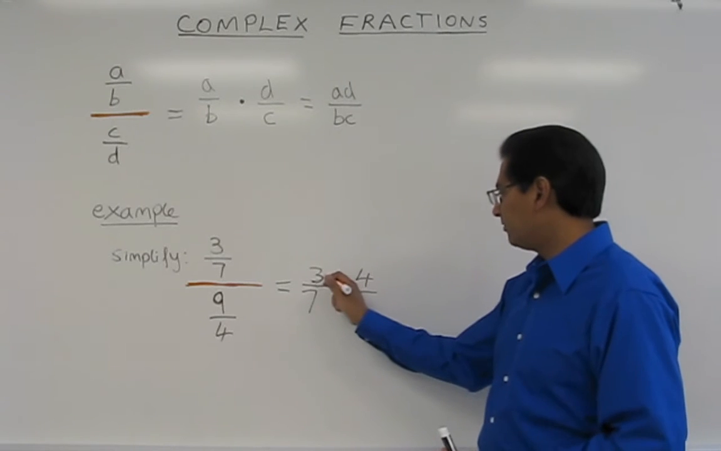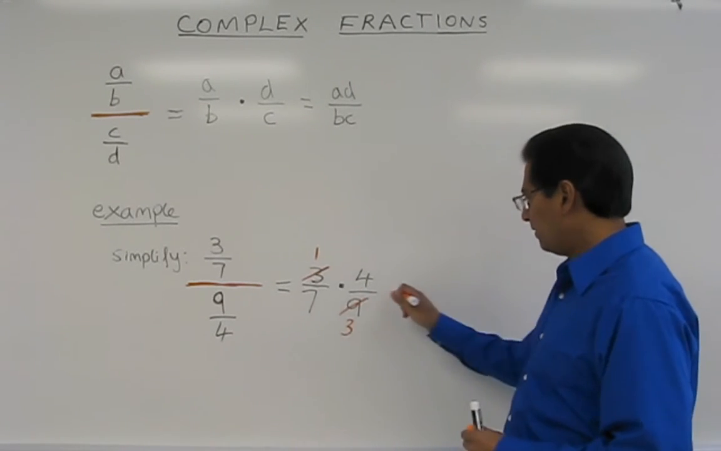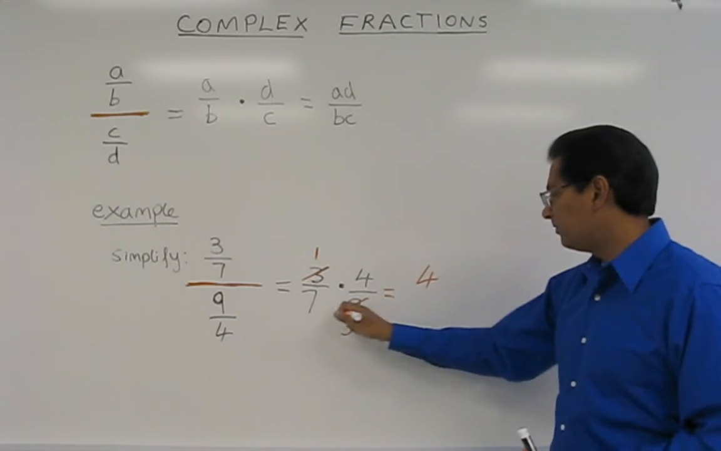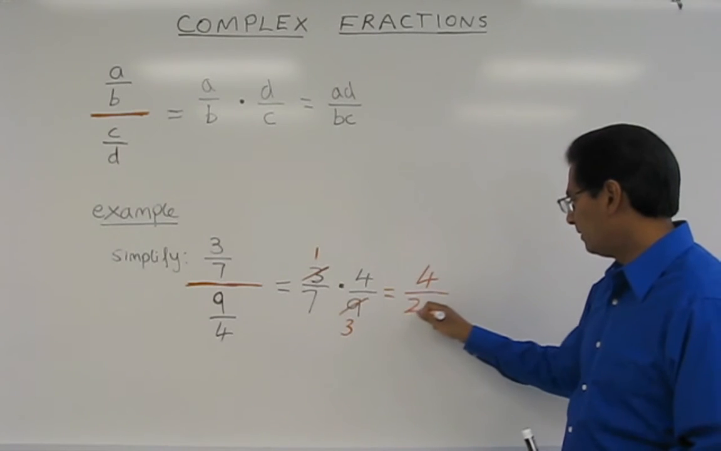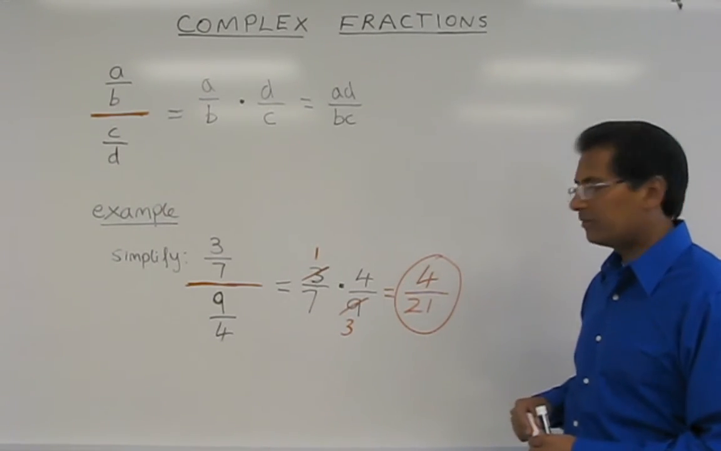We see we can cross cancel. 3 goes in itself 1, and into 9 3 times. So we end up with 1 times 4 is 4, and 7 times 3 is 21. And so our fraction is simplified. We simplified our complex fraction.